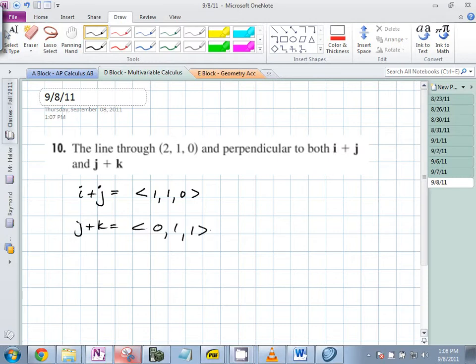So it's a line through 2, 1, 0 that is perpendicular to both of those. So how do you find out the direction that's perpendicular to both of those? Cross product. Cross product of those two, exactly. So you do 1, 1, 1, 1, 1, 0, 0, 1, 1.